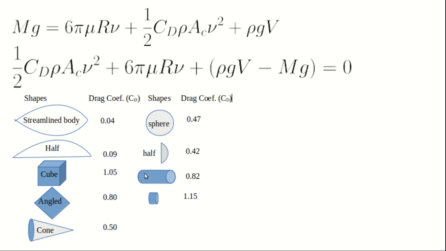Then the cylinder moving in this direction: this time around, this one is a longer cylinder, 0.82, and this one is a shorter cylinder, 1.15.